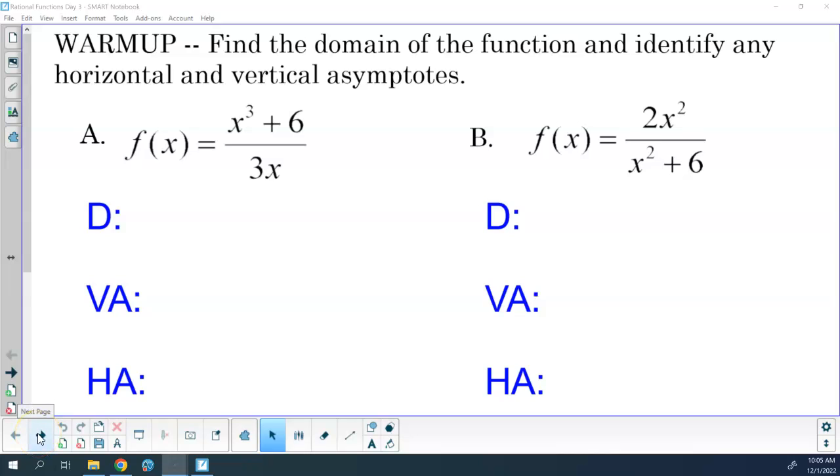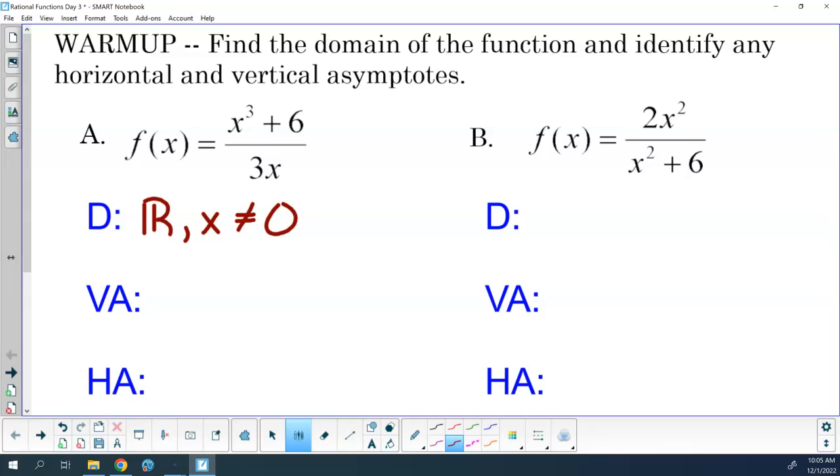So in the first one, what is the domain? Put 0. I would agree. All real numbers, x cannot equal 0. Everybody agree on that one?